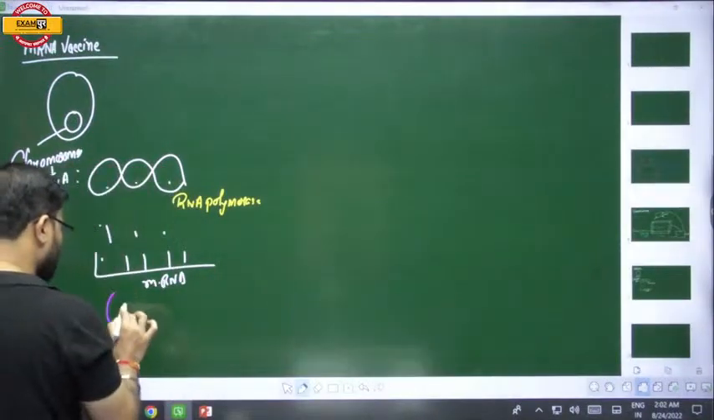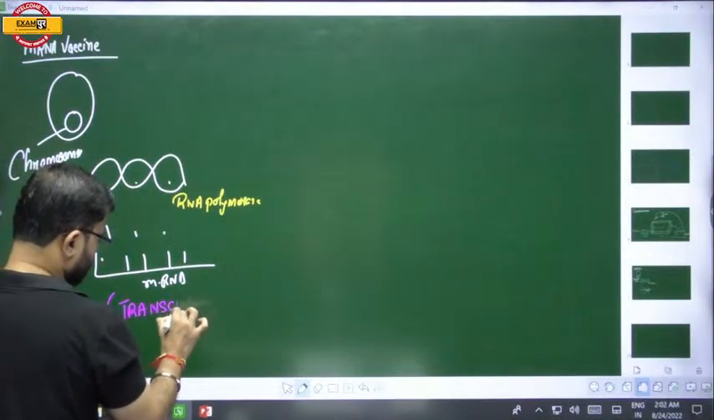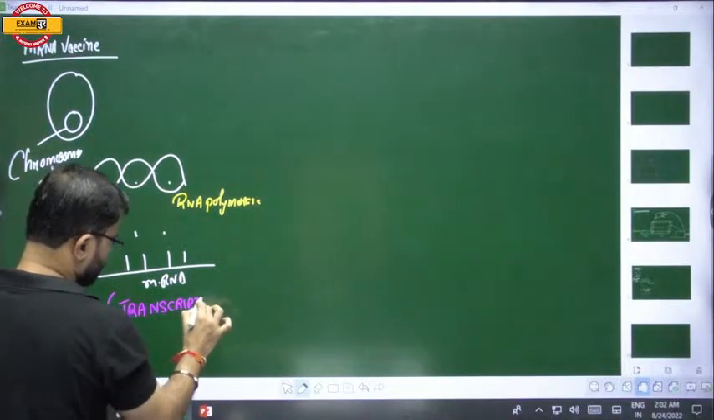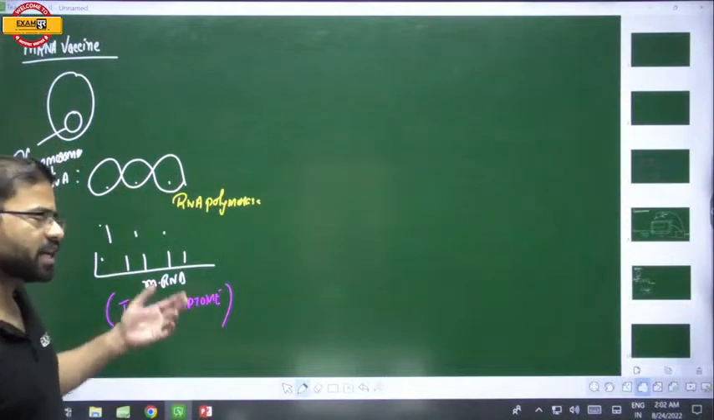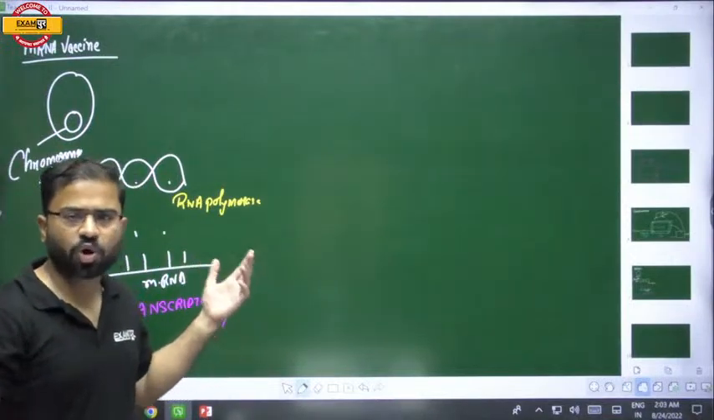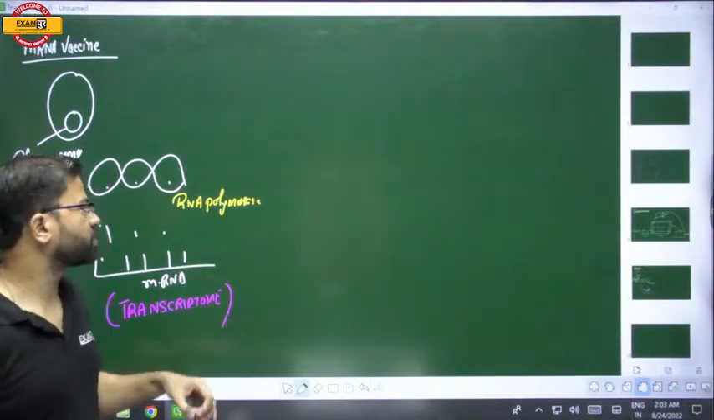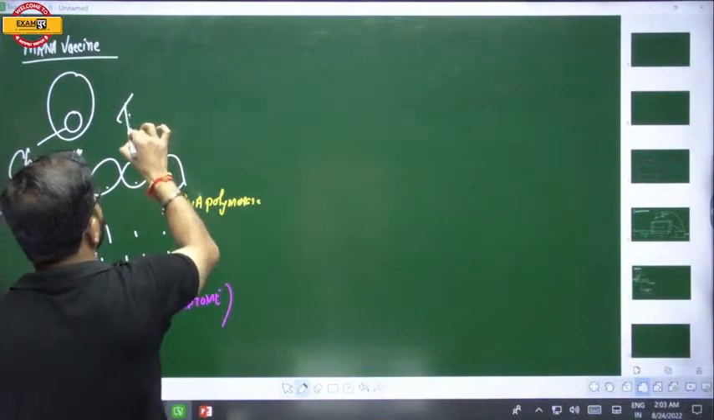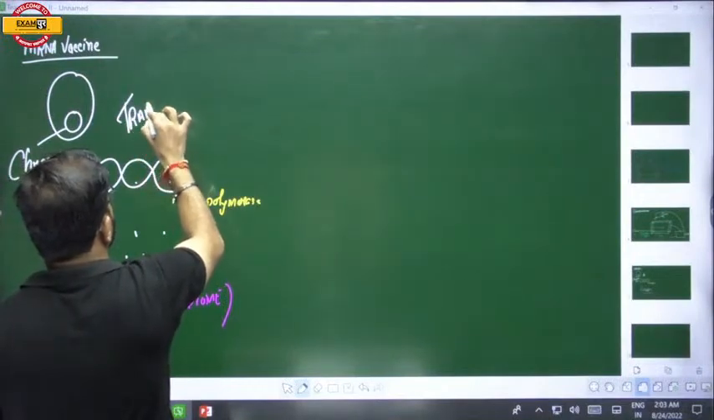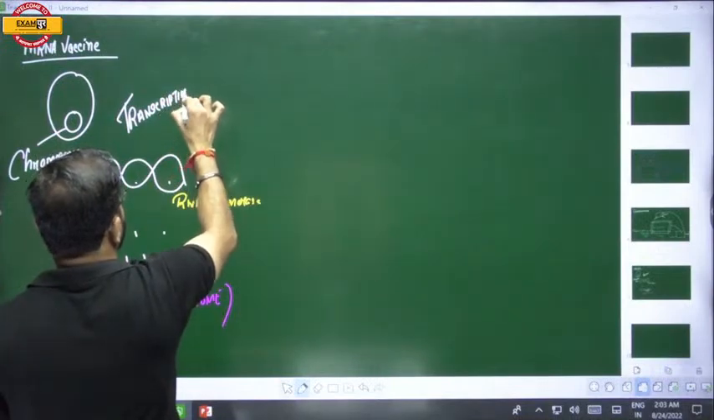क्या कहते हैं हम लोग? Transcriptome कहते हैं. So the process by which the genetic information of your DNA is copied and pasted into the messenger RNA is called transcription. इस process को क्या कहते हैं हम लोग? We call this process transcription. Transcription कहते हैं. ठीक है ना?